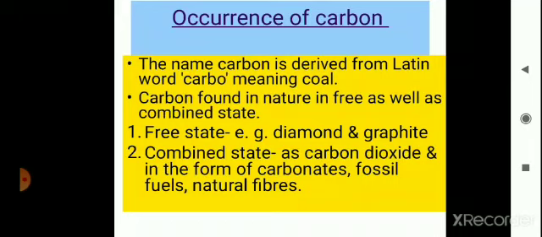We can find carbon in fossil fuels. Examples of fossil fuels are coal, petroleum, natural gas. Carbon in combined state can also be found as natural fibers. These natural fibers are cotton, wood and silk.